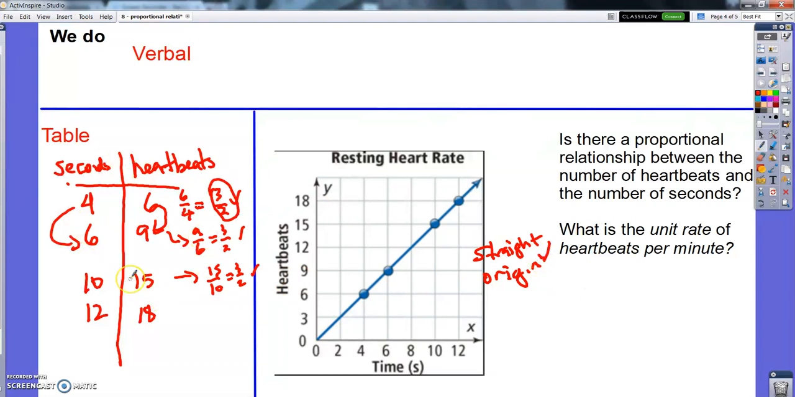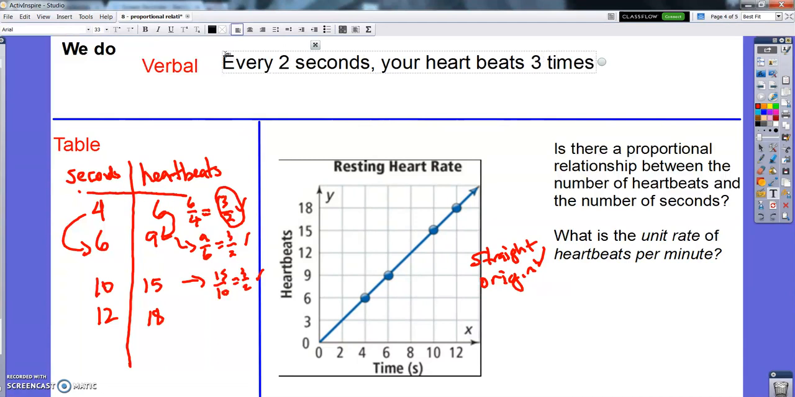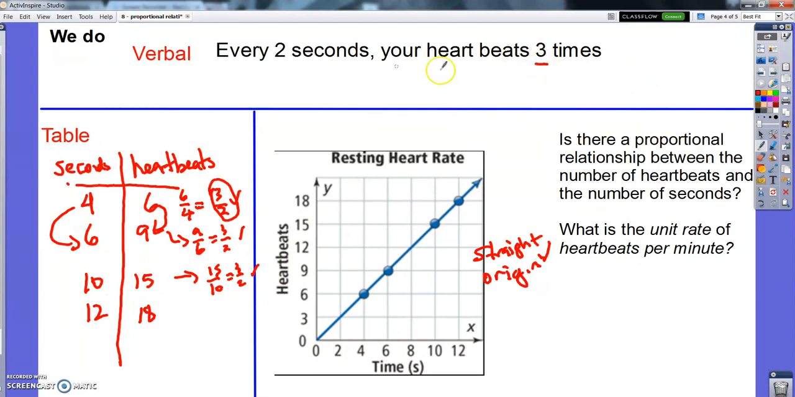And since I just explained it that way, let's make that our verbal. I just kind of said every 2 seconds, your heart beats 3 times. So every 2 seconds, your heart beats 3 times. And if you look at that, you can see the constant of proportionality in there. The 3 and the 2 are in the verbal also. So you can really find your constant of proportionality almost from there because you know it's going up in that equal ratio of 2, 3, 2, 3, 2, 3.